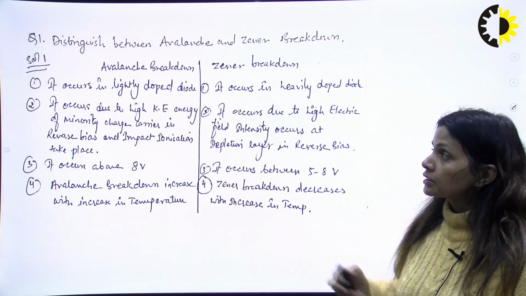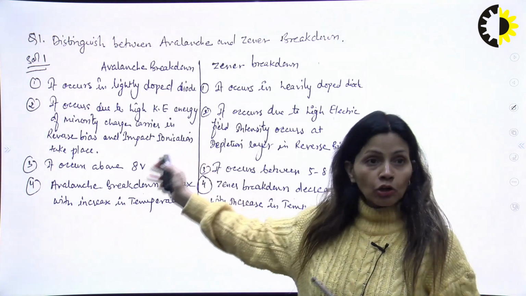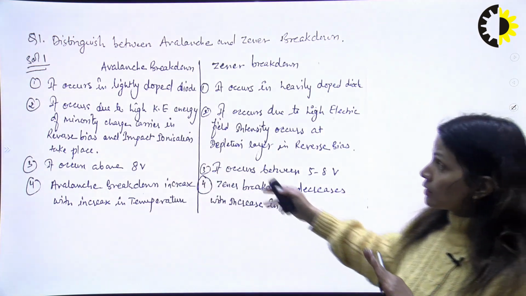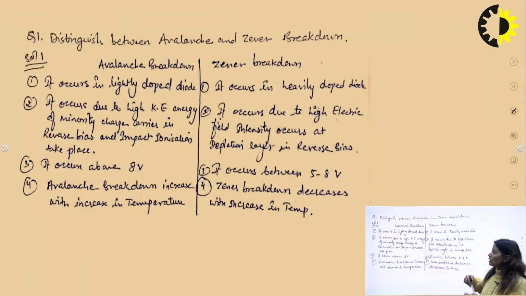As we can see, the answer is given in a very good way. Now the technology involved: avalanche breakdown occurs when the minority charge carriers are in reverse bias, and the phenomenon is impact ionization. Zener breakdown happens in reverse bias, obviously, due to high electric field intensity. So we have compared the technology difference between the two. Now the voltage: avalanche occurs above 8 volts, whereas Zener breakdown occurs between 5 to 8 volts. So we are differentiating these two terms in terms of the voltage at which these breakdowns happen.